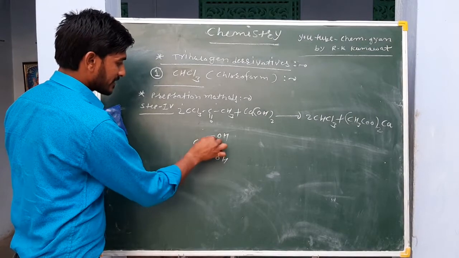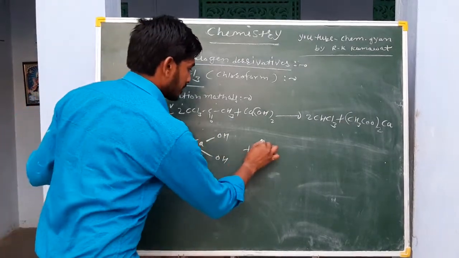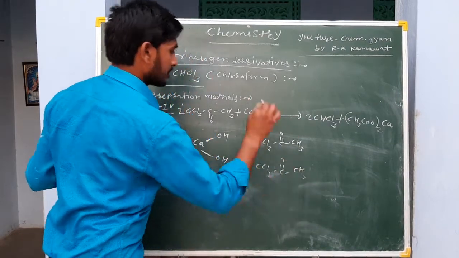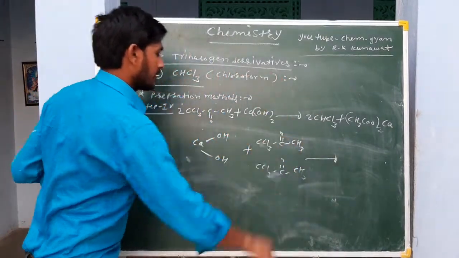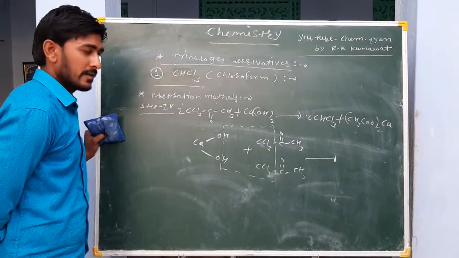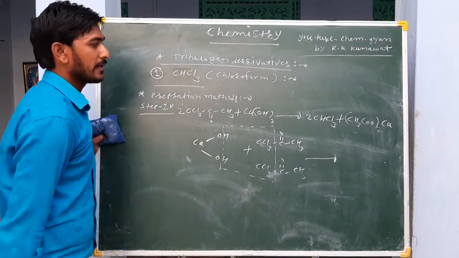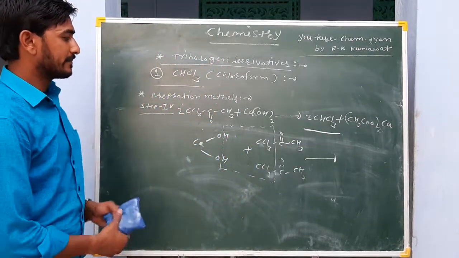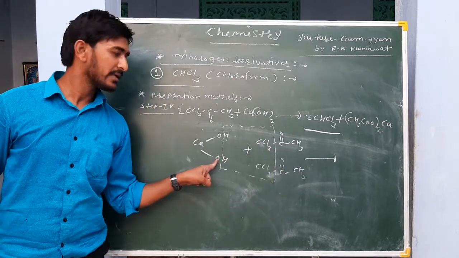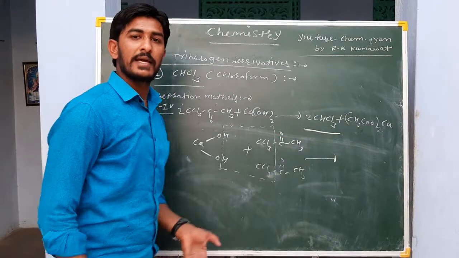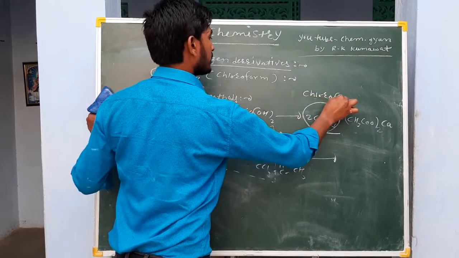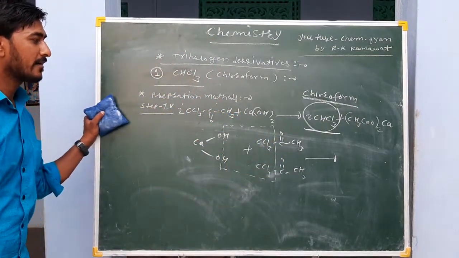Ca(OH)2 and trichloroacetone are written in this way, and the bond dissociates. CHCl3, meaning 2 chloroform molecules, are removed, and calcium acetate, (CH3COO)2Ca, is removed in the last step, and the product formed is chloroform.